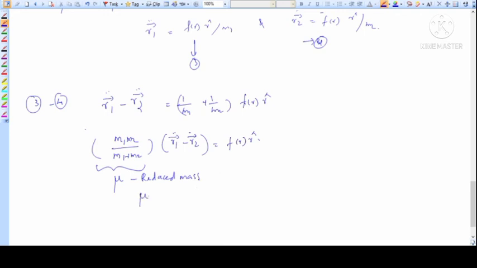So the equation has become mu r double dot is equal to f of r r cap. What is this? This will be r double dot, since r is equal to r1 minus r2. Okay. So mu r double dot is equal to f of r r cap. And looking at this last equation, you feel that this is an equation for a one body problem. So the two body problem is reduced to a one body problem, since we are using the idea of center of mass. So the equation is reduced to a one body problem.